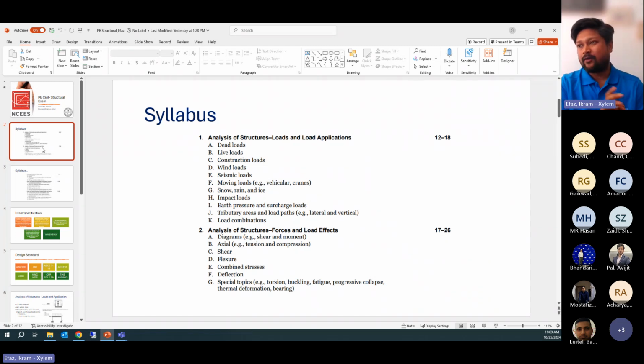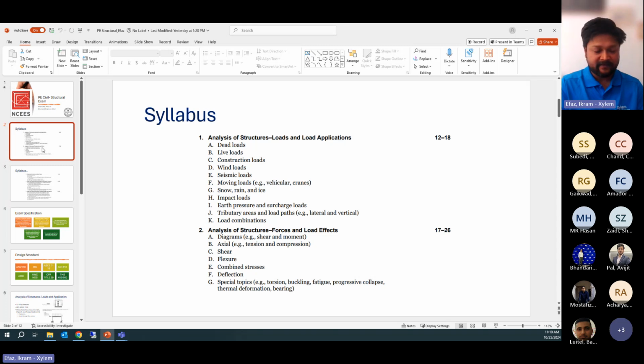The dead load and live load portion is something pretty much everybody knows, but the construction load is important because we'll get some mathematical problems from construction load, and definitely some mathematical problems from wind load and seismic. You will get some questions from wind and seismic. Moving load, you will get from AASHTO, because AASHTO deals with bridges, and in bridge design the live load is basically moving load. Then you are definitely going to get some questions from snow, rain, and ice.